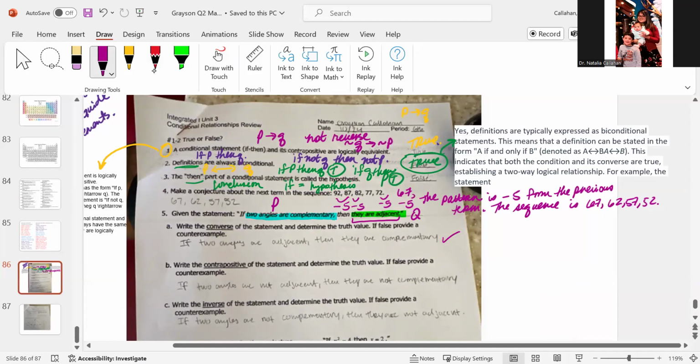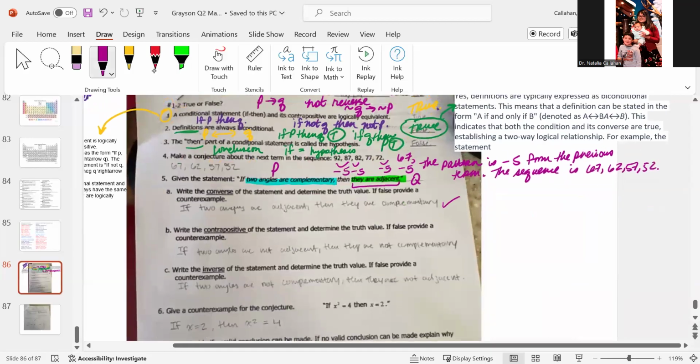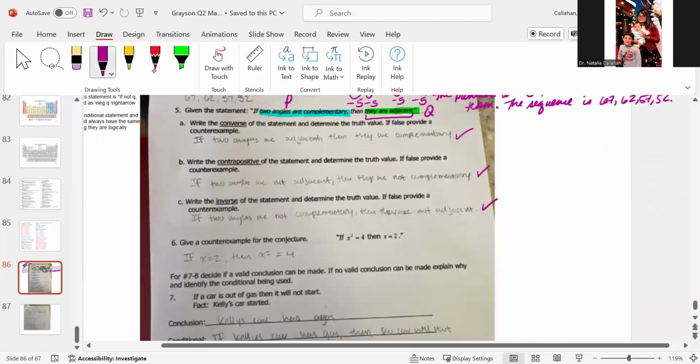Okay. Write a contrapositive. So if not Q, then not P. Good. Okay. Write an inverse. So if not P, then not Q. Awesome. Good job.